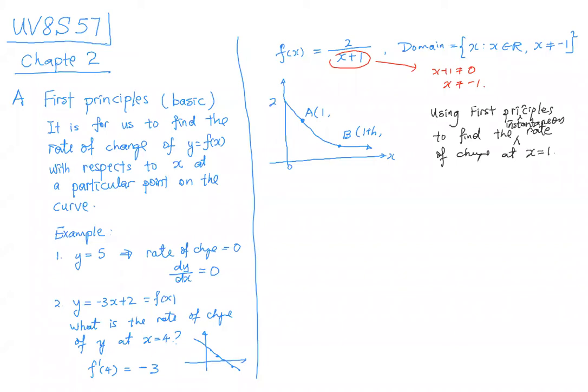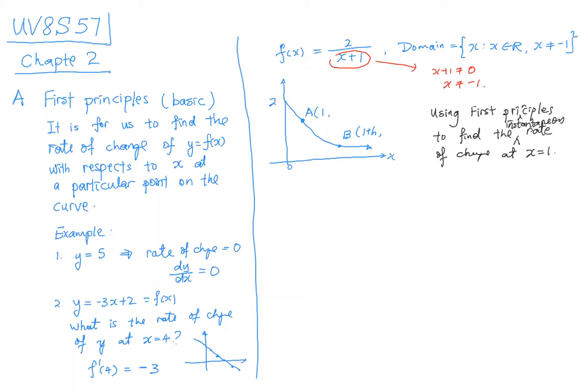We use the word instantaneous. That means at that particular point. Are you clear? Because the rate of change at a certain point, every point will be different. So when we say instantaneous rate of change, we are referring to the rate of change at that particular point. So we want to find the instantaneous rate of change of point A. Yes. The point A here, that is when x equal to 1.